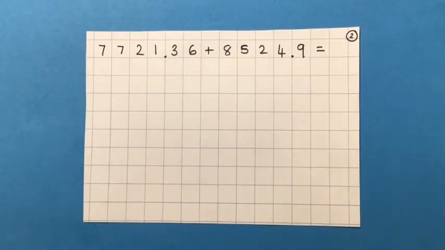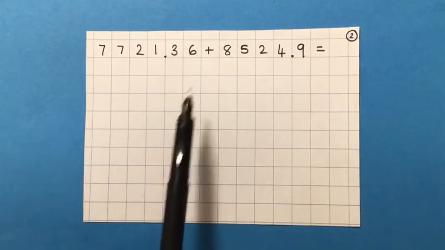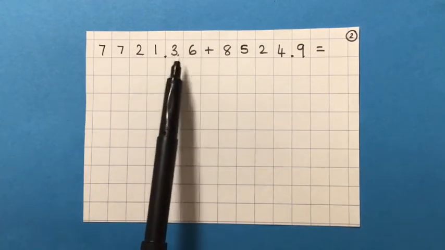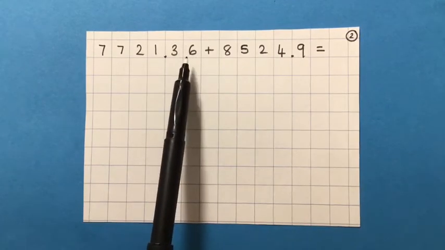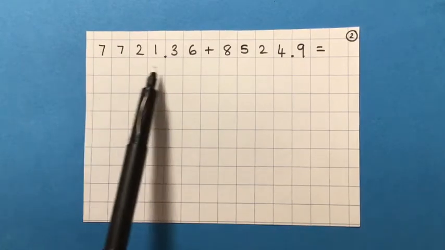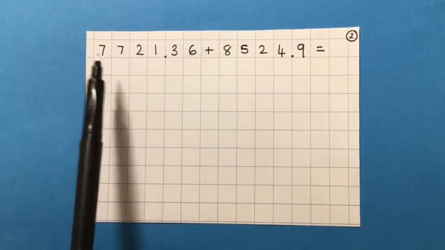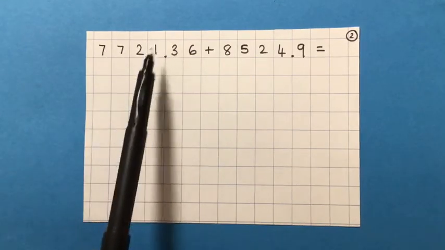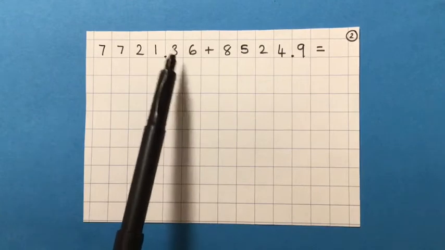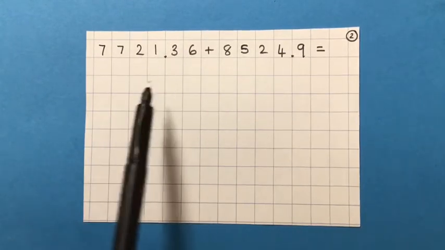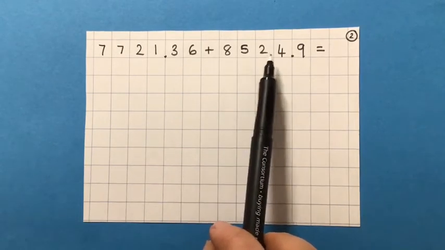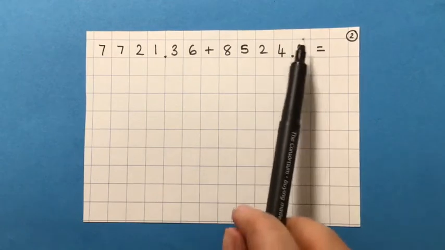Okay, so setting it out, we have to be careful with decimals because decimals can have different decimal places. So in this particular sum, the first number has got 2 decimal places, which is 2 numbers after the decimal point. The best thing to think of this is as money. That's what I always say because it just helps. So if we think about this number, 7,721, as pounds, and then this is the pence. So it's like 36p, so 36 parts of a pound. And then here we've got 8,524.9. This one has got 1 decimal place.